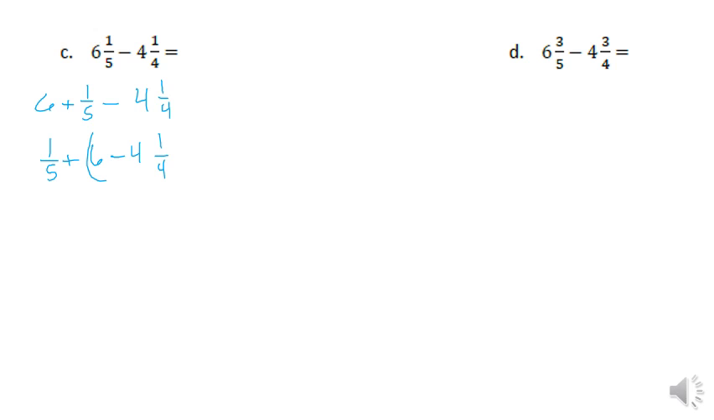So I can subtract that mixed number from our whole, and that leaves me with 1/5 plus, now what do I have to add to 4 1/4 to get to 6? Well, if I add 3/4 to get me to 5, so I'm going to need 1 3/4. Okay, so now let's go ahead and decompose this. We have 1/5 plus 1 plus 3/4.